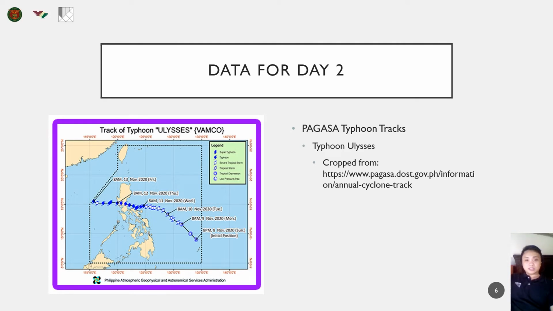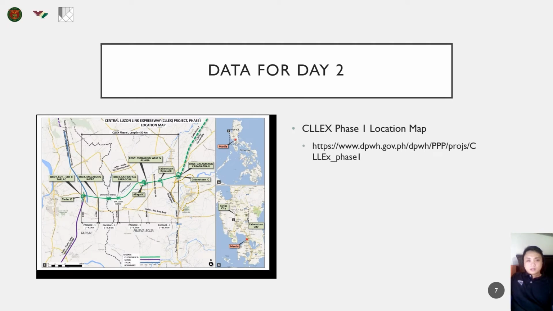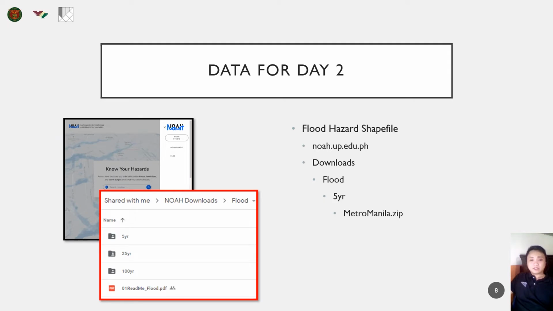So for today, we'll need a little bit more data for our exercises. First, we'll be using Pag-asa's typhoon tracks, specifically the typhoon tracks for Typhoon Ulysses last 2020. I cropped this image from their typhoon track page, and this has also been uploaded into our exercise folder. Another image that we'll use is the Central Luzon Link Expressway Project Phase 1 location map from the DPWH PPP portal. This has also been uploaded to our exercise folder. We'll also need a flood hazard shapefile. For this exercise, we'll be using the five-year flood hazard shapefile of Metro Manila, which we could find from the NOAH project of UP.